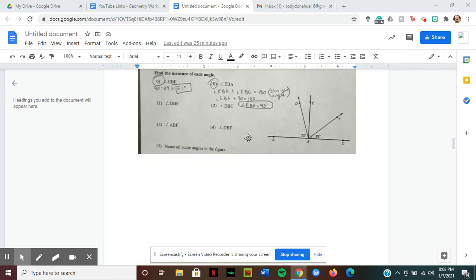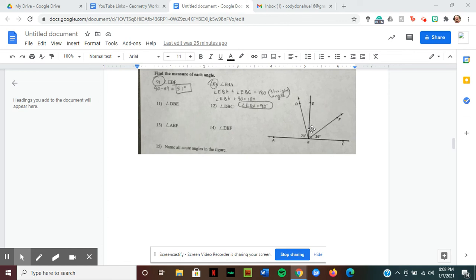Okay, so let's move on to numbers 9 and 10. Okay, so we are given this diagram now to work with. And we're asked to figure out the measures of the rest of these angles. We're going to look at angles 9 and 10. So first off, we are given angle EBF. So that's this angle right here that we're looking for.